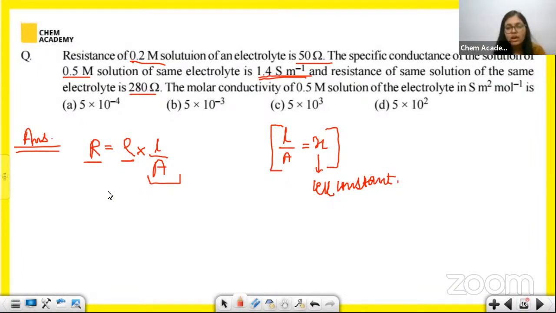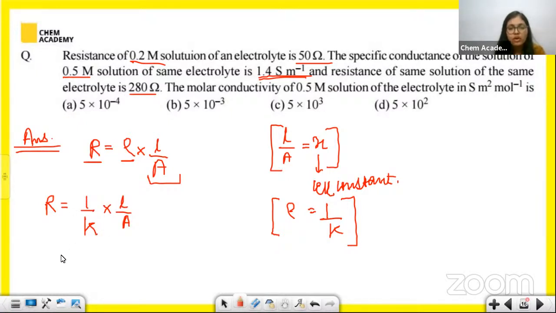We must also remember that rho is equal to 1 upon kappa. Kappa is the specific conductance or conductivity, and rho is the specific resistance. So I can write R equals 1 upon K into L upon A, or further simplifying, R equals X upon K.